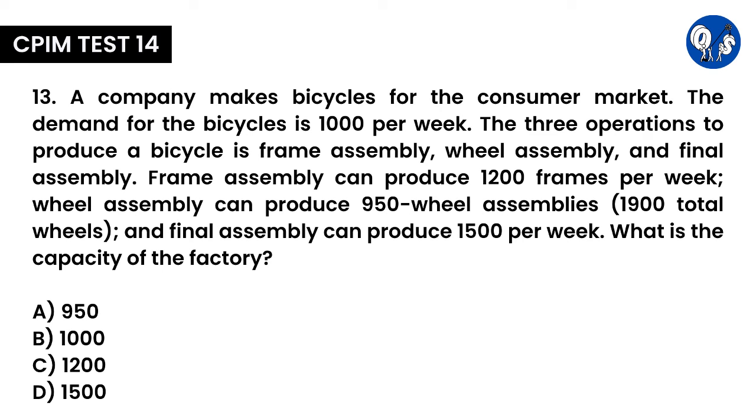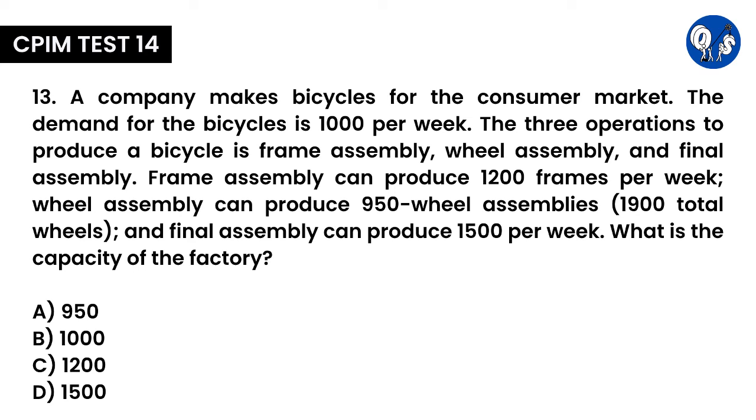Question number 13. A company makes bicycles for the consumer market. The demand for the bicycle is 1000 per week. The three operations to produce a bicycle are frame assembly, wheel assembly, and final assembly. Frame assembly can produce 1200 frames per week. Wheel assembly can produce 950 wheel assemblies, 1900 total wheels, and final assembly can produce 1500 per week. What is the capacity of the factory? A. 950. B. 1000. C. 1200. D. 1500. Here the correct answer is A.